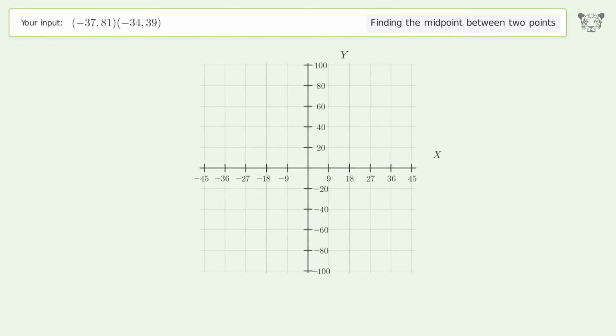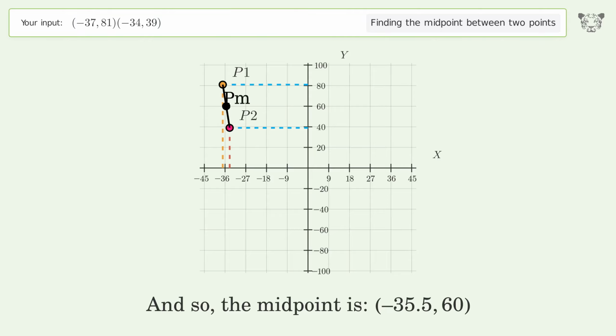And so, the midpoint is negative 35.5, 60.